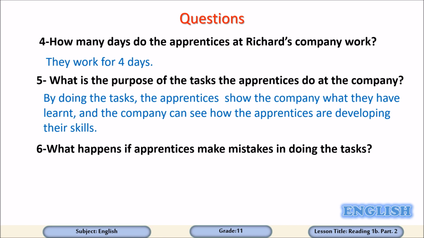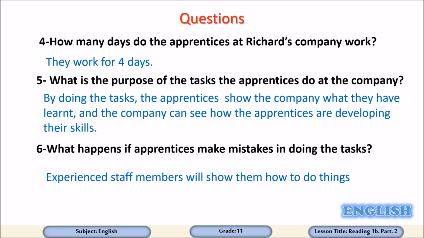Let's go to question 6. What happens if apprentices make mistakes in doing the tasks? Yes, very good. Experienced staff members will show them how to do things correctly.